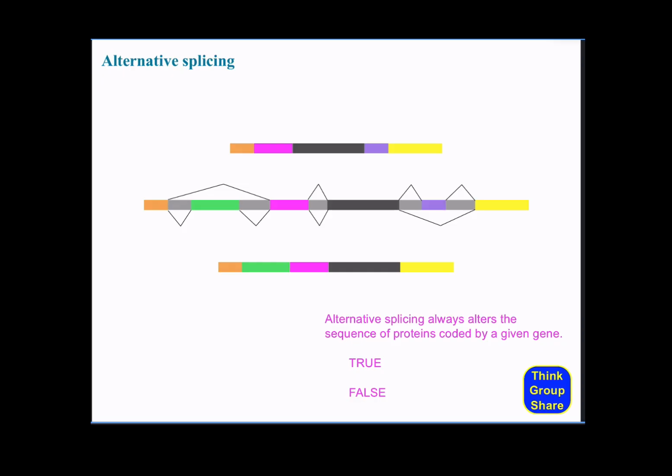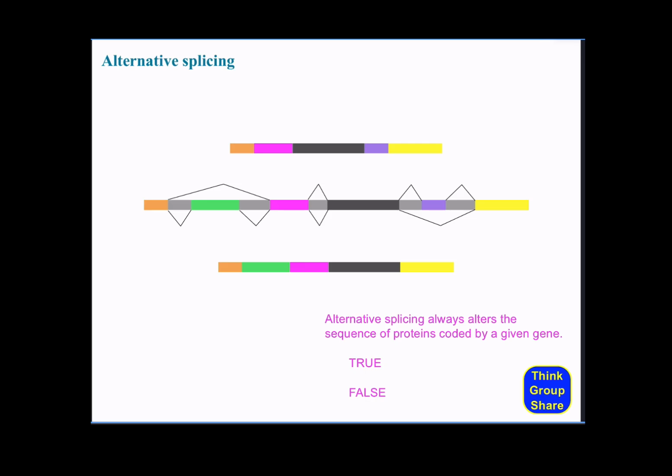So, alternative splicing always alters the sequence of proteins that are coded by a given gene. True or false? Think about it for a few seconds, talk to your neighbors. The statement is that alternative splicing will produce different proteins. Is that true or false? So why is it true? Why will these alternative spliceoforms, by the way, we call them that in technical jargon, so different variants of an RNA after splicing are different spliceoforms, why will different spliceoforms give rise to different proteins?